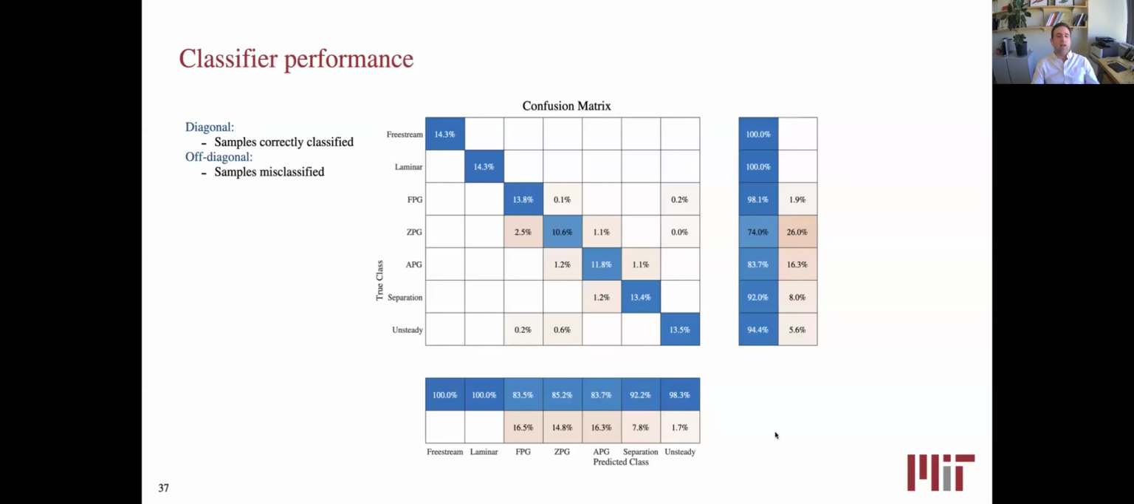If we are on the diagonal, it means that the classifier works well. If we are off the diagonal, it means that the classifier actually failed. And this percentage is the percentage of the total number of samples. So in a way, diagonal means correctly classified, off diagonal means misclassified. This is just a way to show that in general, the classifier works well. So most of the time it's able to really tell what the flow is, at least from the point of view of the training set. So it's a clearly defined problem.